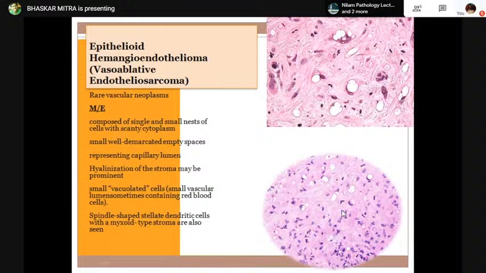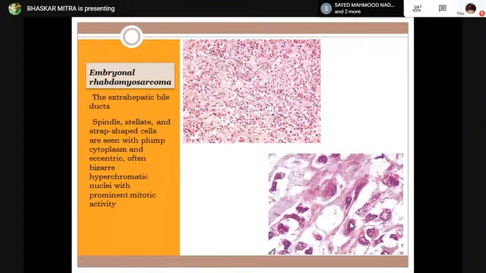There may be spindle to stellate shaped cell type appearance in the myxoid stroma. This is an intermediate grade malignant tumor that we usually find in the liver. These are the epithelioid hemangioendotheliomas.